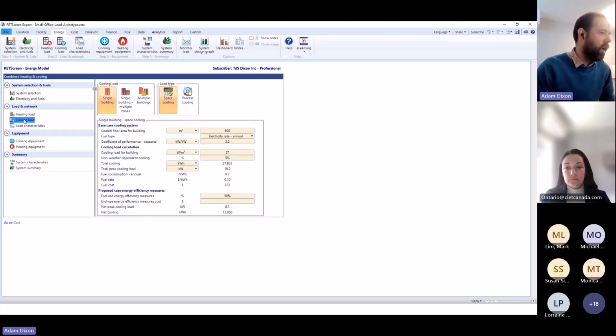Now we do the same thing for our cooling load. Typically, we concentrate less on cooling because that's already electrified. So we have our 600 meters squared. We have our coefficient of performance on our cooling side.